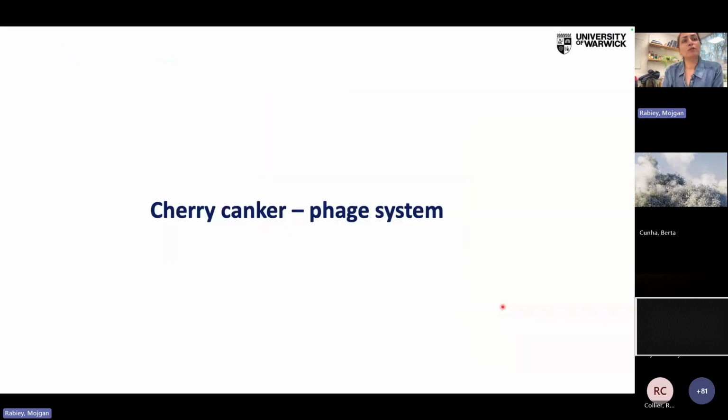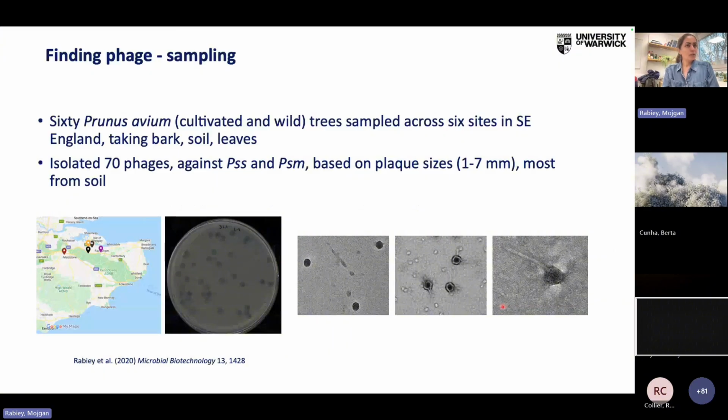So I'm now moving to the cherry canker phage system. We are very advanced with our cherry system, so I'm going to tell you a little bit about this in detail. For our cherry canker, again, we went to different cherry orchards in the south region in the UK. And we collected many bark, soil, and leaf samples, and we isolated many phages against PSS and PSM.